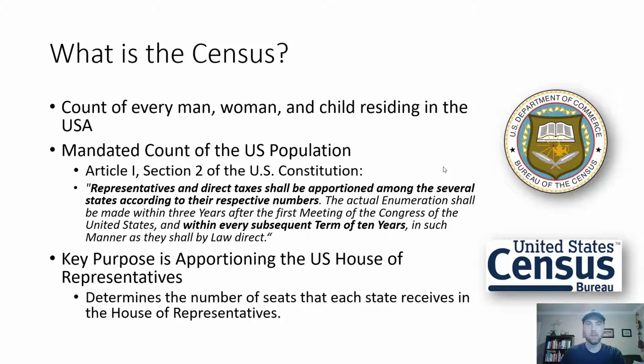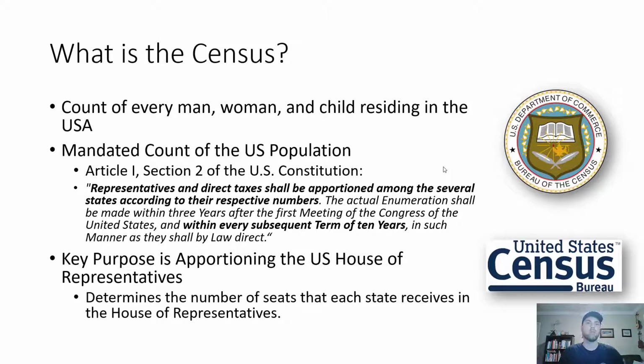So that is the 100% count data for any location in the United States. The key purpose is apportioning the U.S. House of Representatives, and then on down the line in terms of representative districts in the U.S. It helps determine the number of seats that each state receives in the House of Representatives. So if a state has more people, they in theory get more representatives.